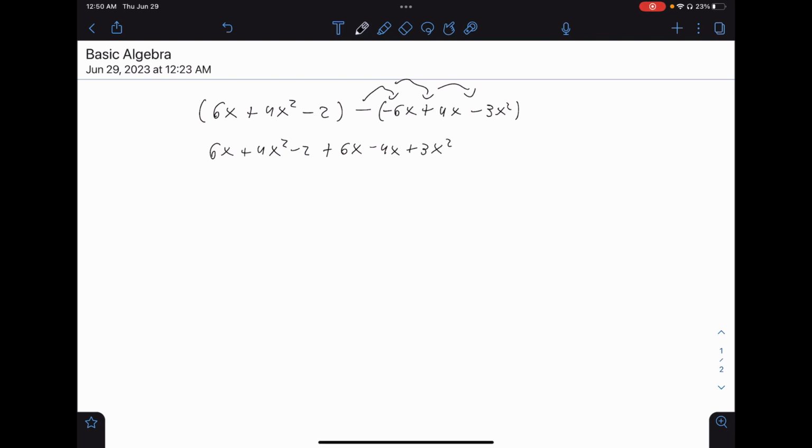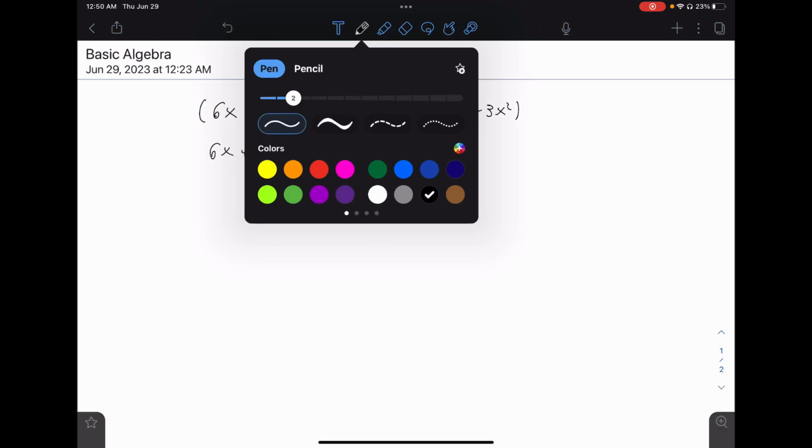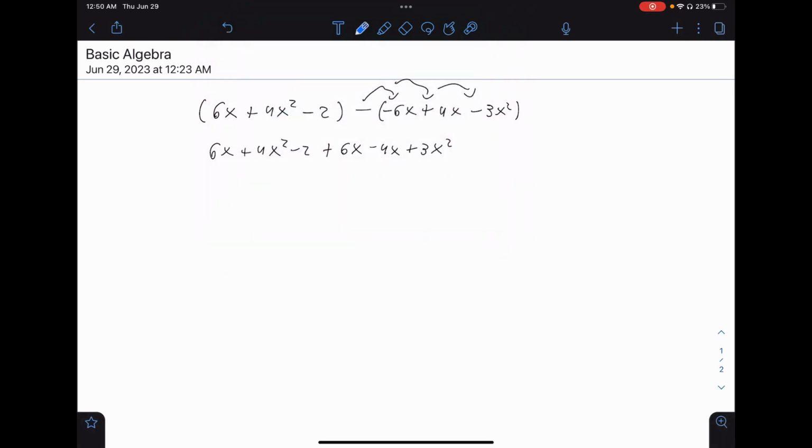And now we go back to the first thing we learned, like terms. So let's figure out what's like. Well, we have a 6x here. Is there any more x's? Yes, another 6x and a negative 4x. Great. So 6x plus 6x, that's 12x. And we need to minus 4x. So that's equal to 8x. Good.